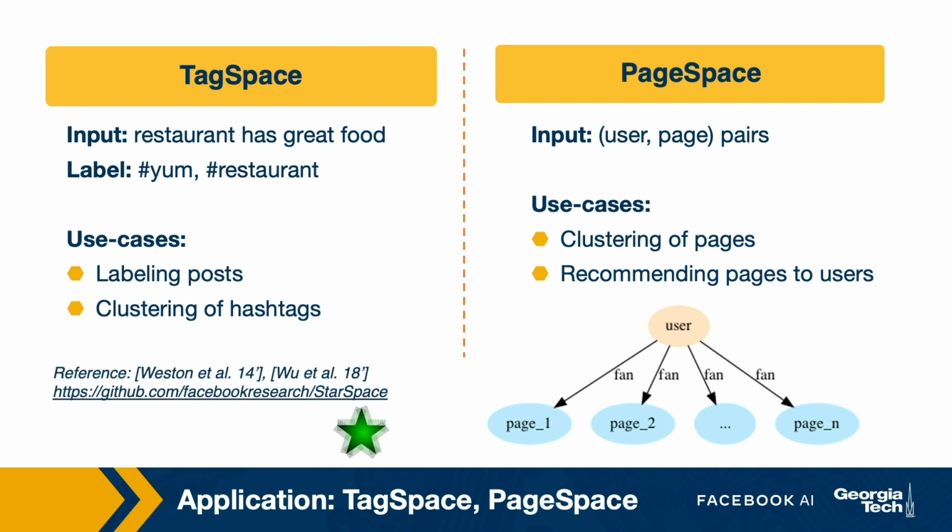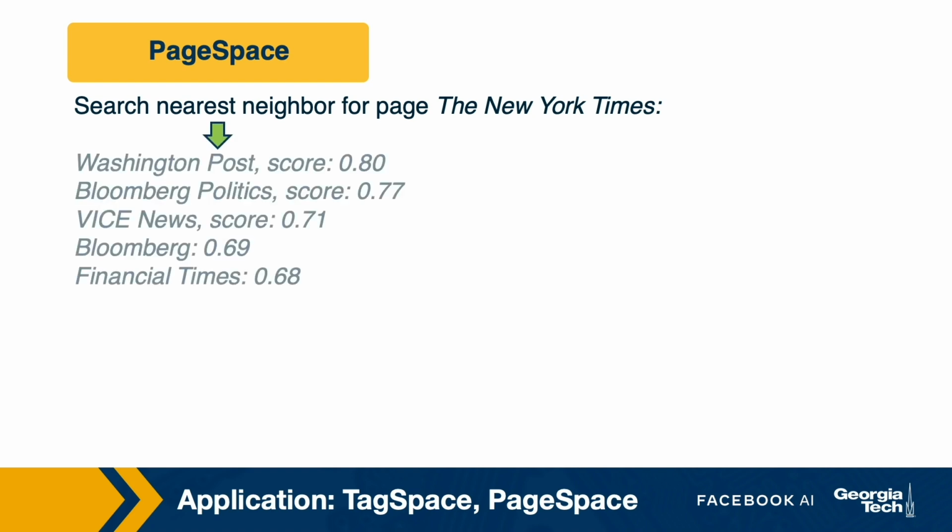So you can find more about this on the GitHub link on StarSpace, which is an embedding library that is convenient to use. Here is an example of learned page embeddings. If we search for nearest neighbors for the page The New York Times, we can get pages such as Washington Post and Bloomberg Politics. They are all close in the embedding space, and obviously we can use it to recommend other similar pages to users who follow the New York Times.